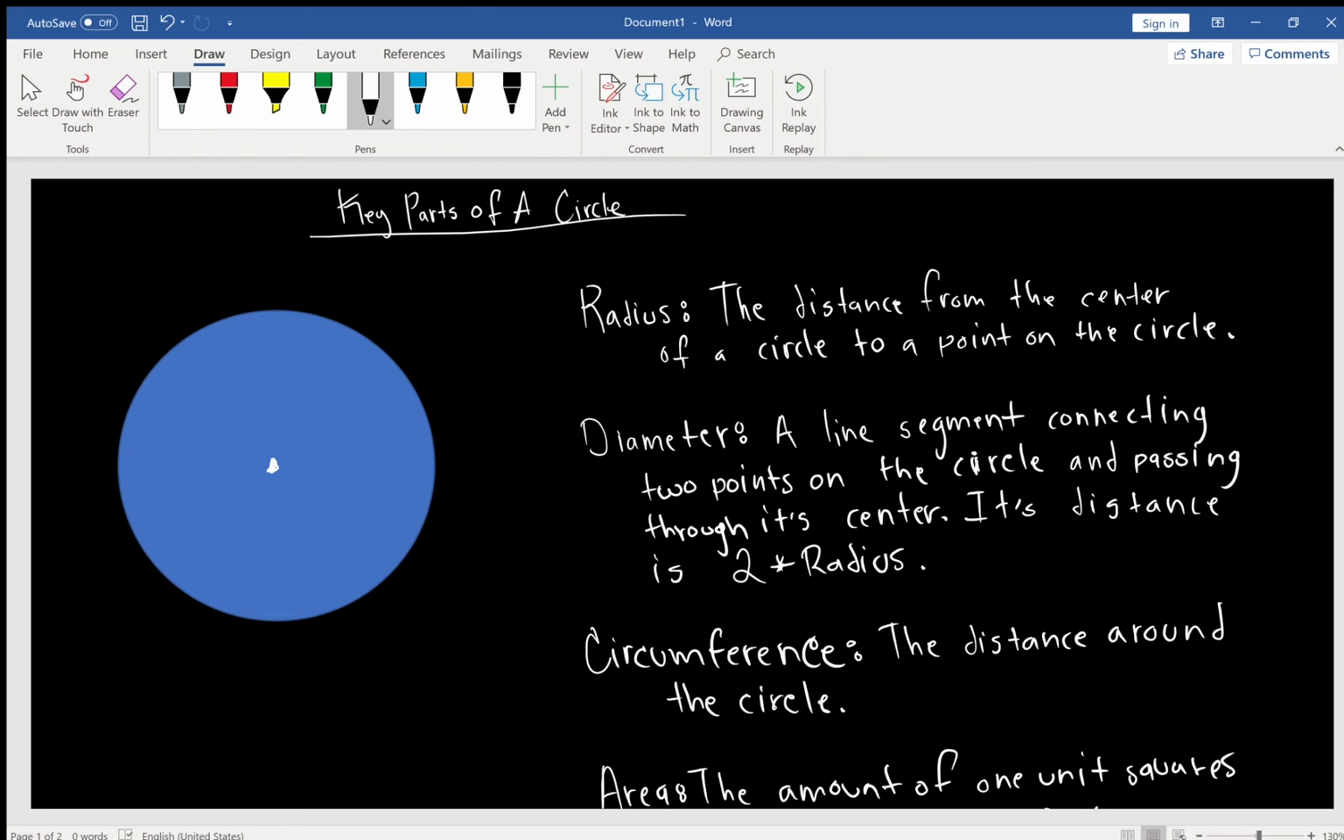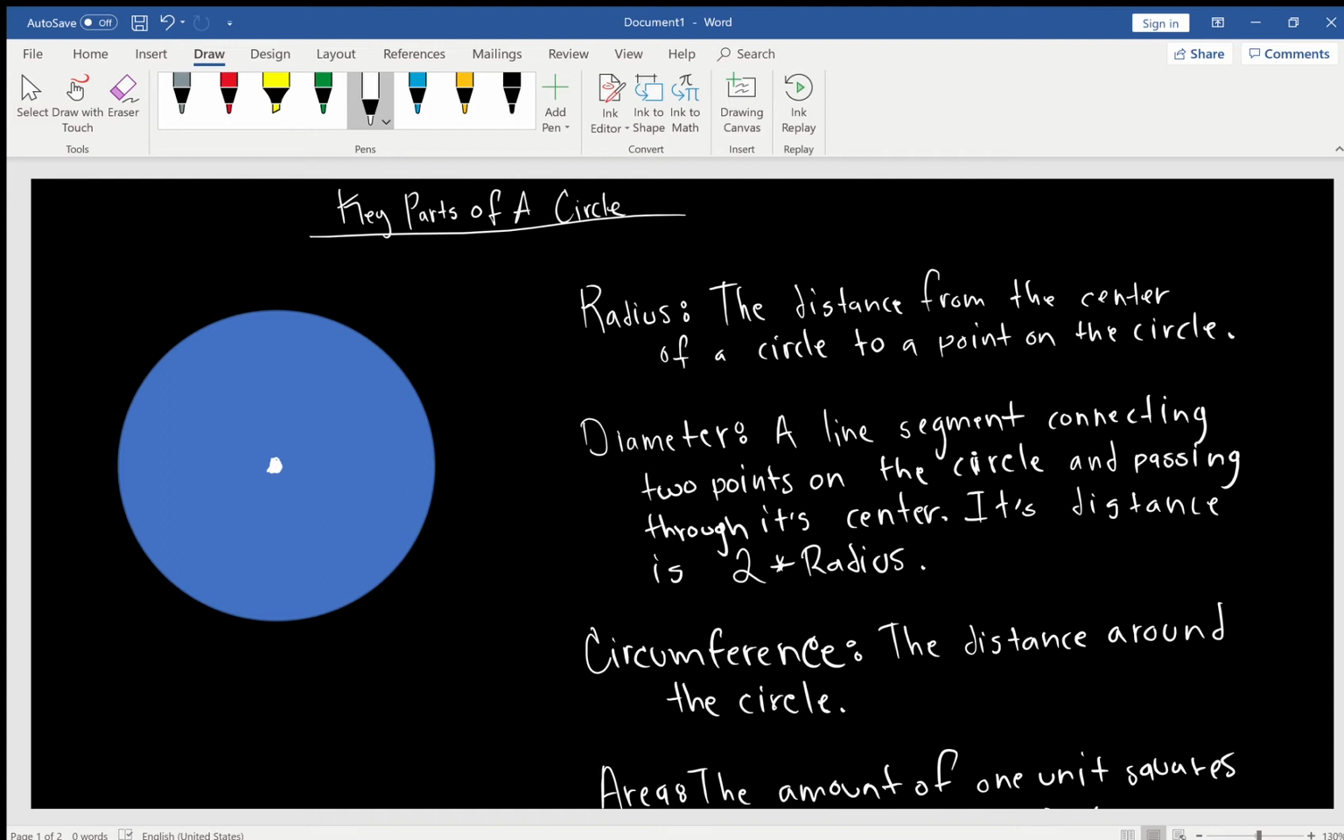Hi guys, so in this video we're going to go over the different parts of a circle, and then later on we will focus on one key part. For now, the first thing that you have to know is the center of a circle. The center of the circle is this white point that I've put right at the middle of the circle.